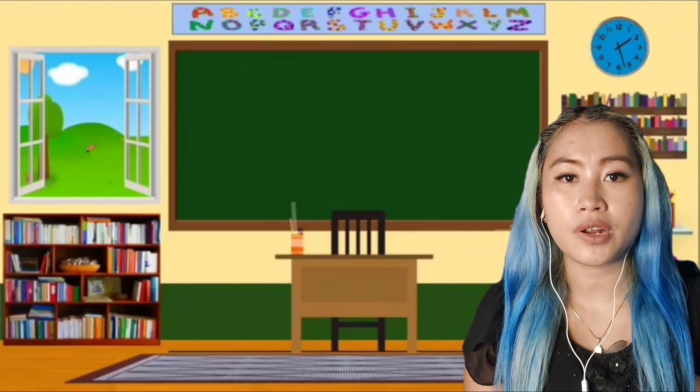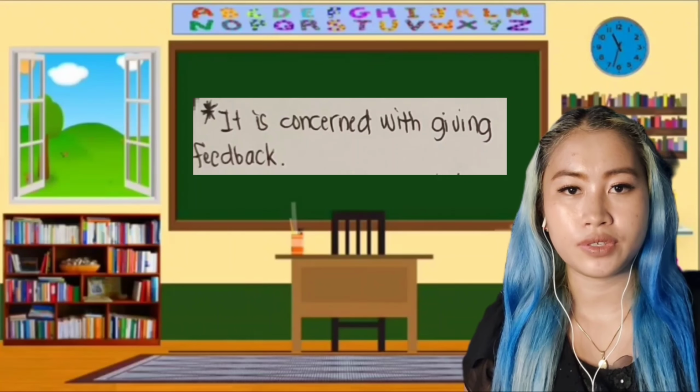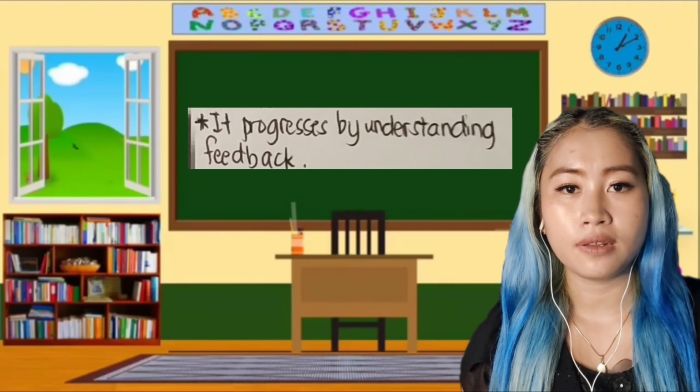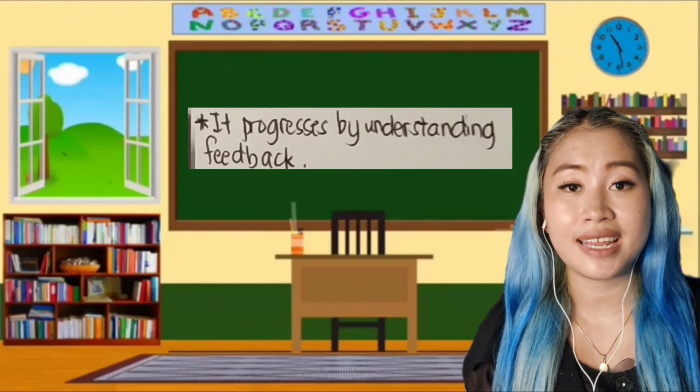So for the second bullet, teaching as a process needs learners. Learning can happen even without teachers. For the learning process to be actualized, teachers need to have students as recipients of novel knowledge. On the other hand, learners do not always need teachers to learn something, as mere solitary experiences can bring about life realizations. For the third bullet, teaching is concerned with giving feedback, while learning progresses by understanding feedback.